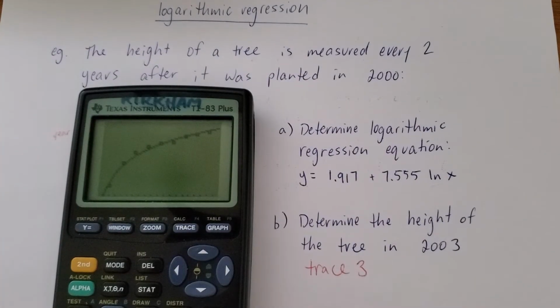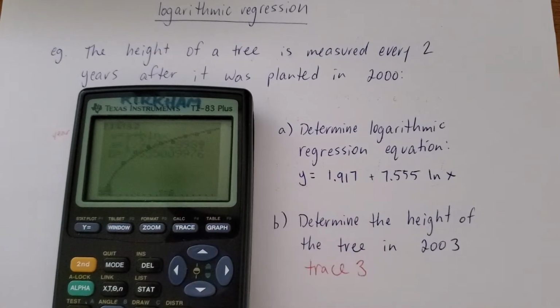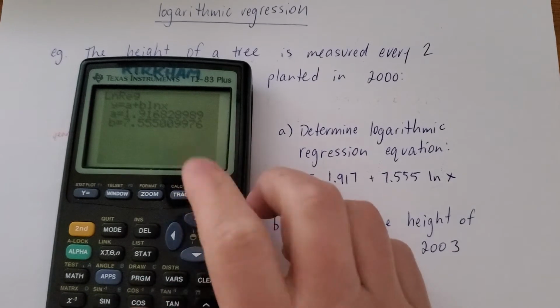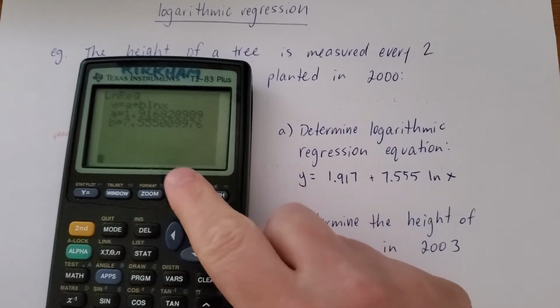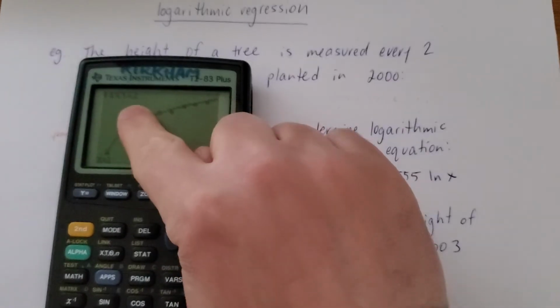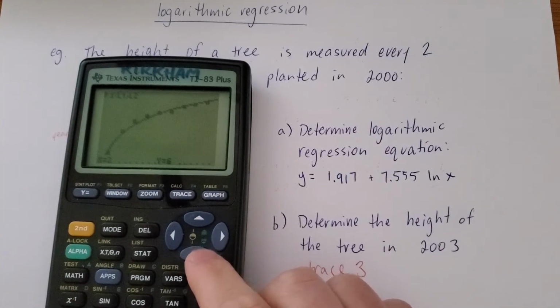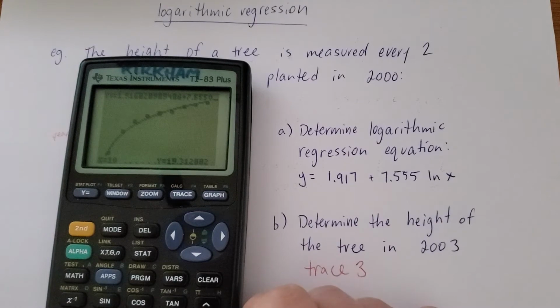Now, something goes wrong when you hit trace 3. It takes you back to the main screen here. Because remember, when you have regression, you hit trace. When you see this, L1, L2, it means it's tracing the dots, and there's no dot on 3, so you can't trace there. You got to arrow down. Now you're tracing the line, and you can press 3.